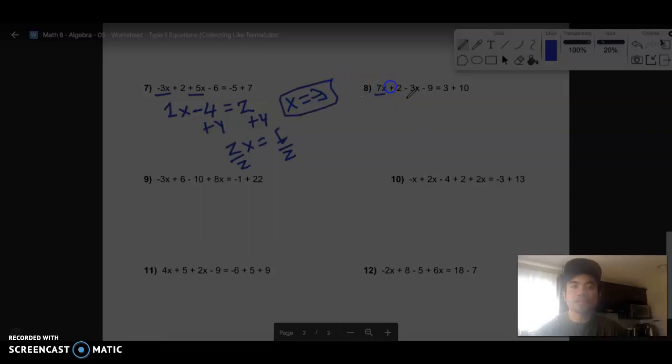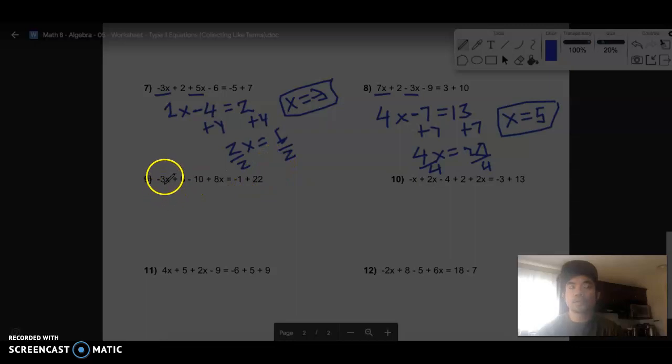Now this one, 7x minus 3x is 4x. Positive 2 minus 9 is actually negative 7. Equals 3 plus 10 is 13. Now I'm going to add 7 on both sides. I should get 4x equals 20. And then I have to divide by 4 on both sides, right? So I should get x equals 5. Okay. All right, I'm going to move on because I still have 4 more questions.